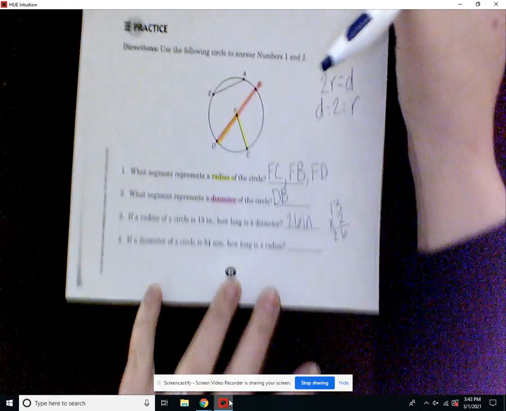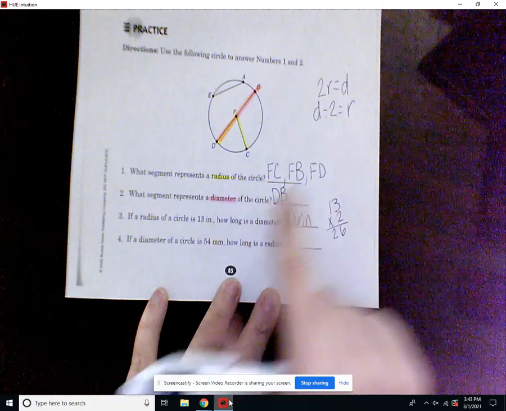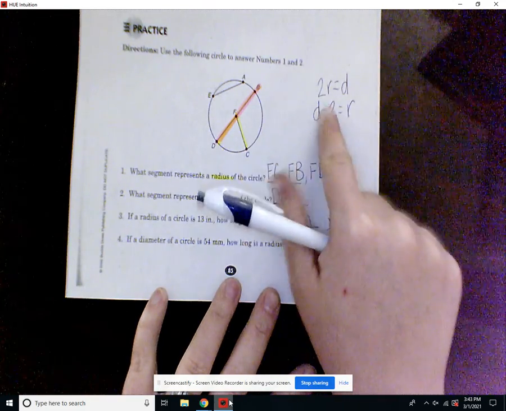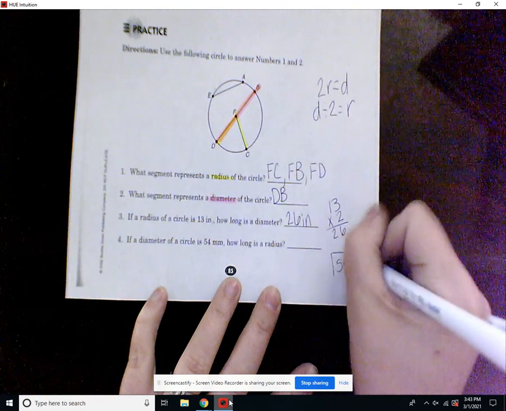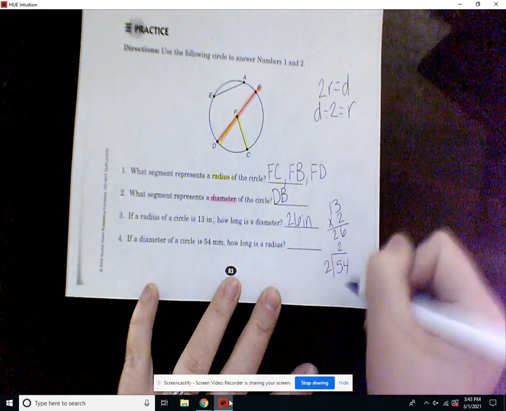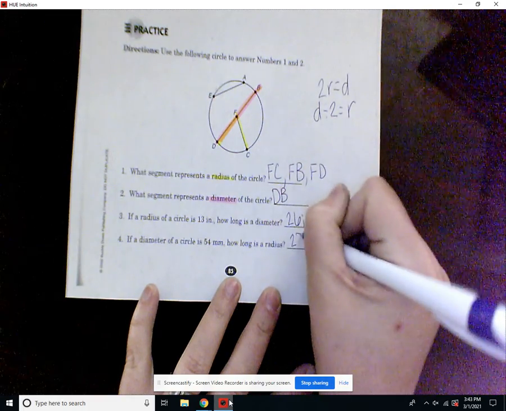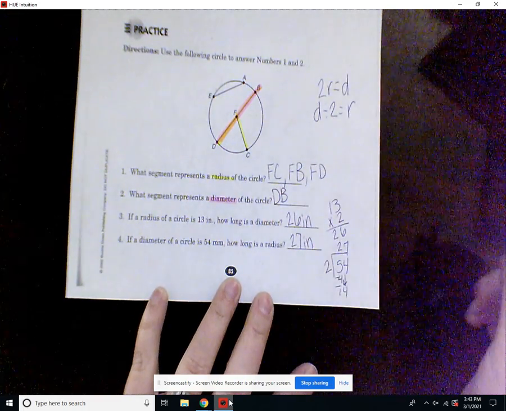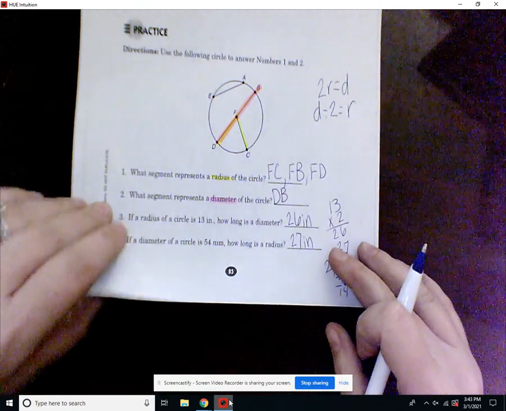If the diameter of a circle is 54 millimeters, how long is the radius? I'm going from diameter to radius. That means I'm going to divide it by 2. So I'm going to do 54 divided by 2, which is 27. Okay, so let's look at some more going from radius to diameter, diameter to radius.